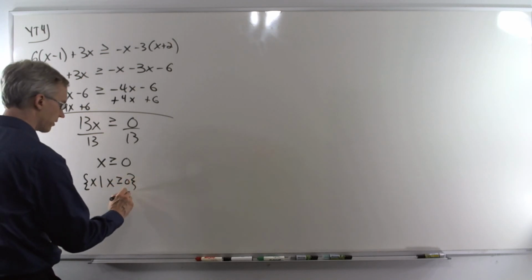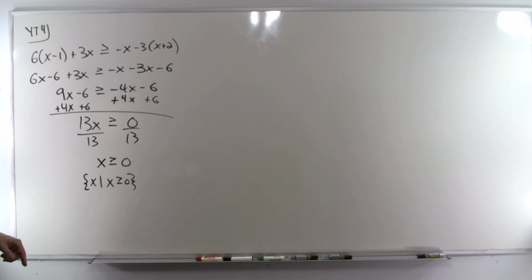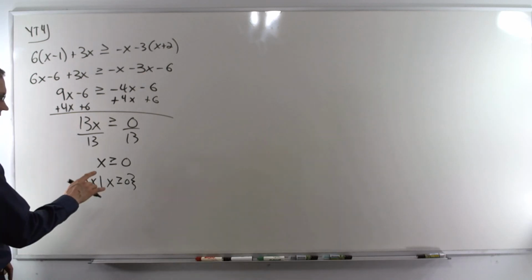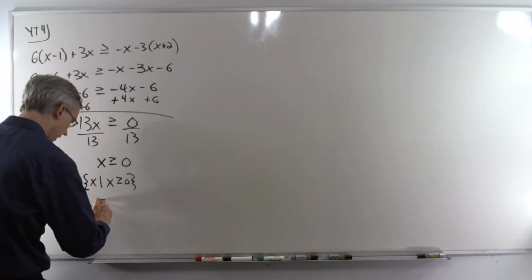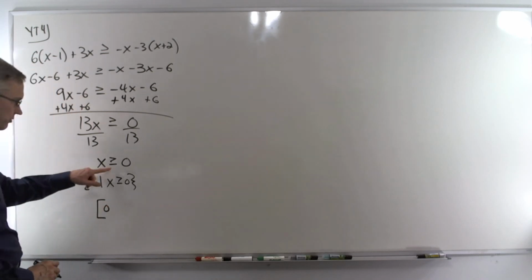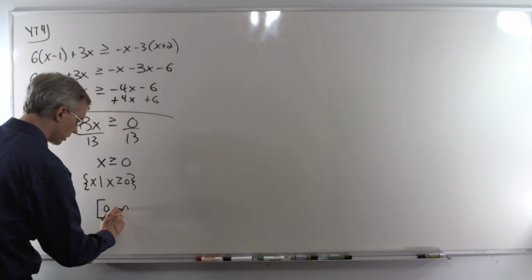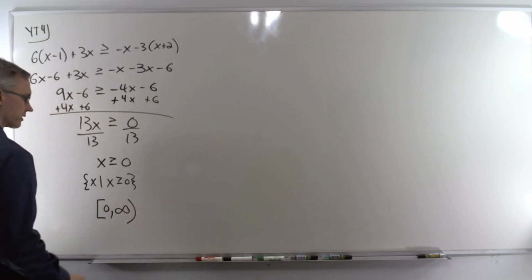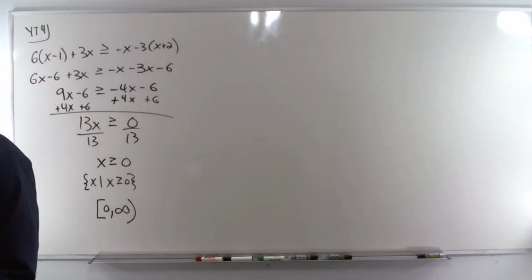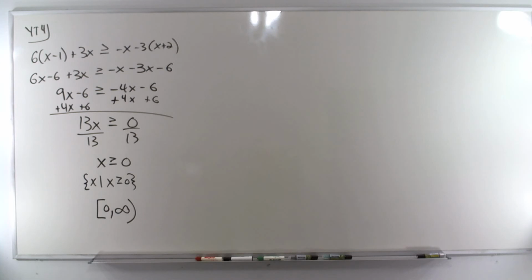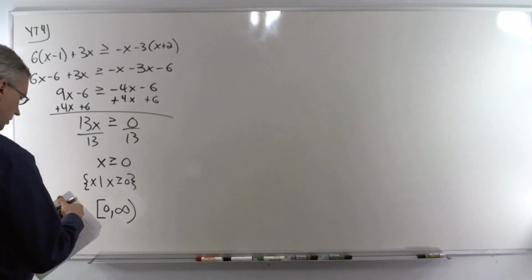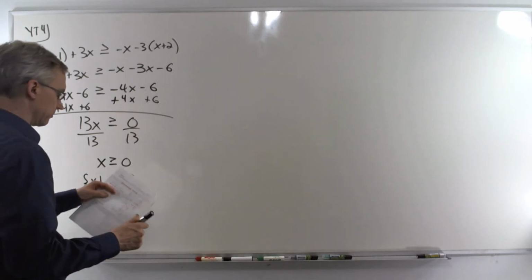All right, there's set builder: stick the inequality inside the brackets. And then for greater than or equal to 0, we're going to have a bracket because it's greater than or equal to. And we're going all the way to the right, so 0 to infinity with a parenthesis on infinity. Part B.